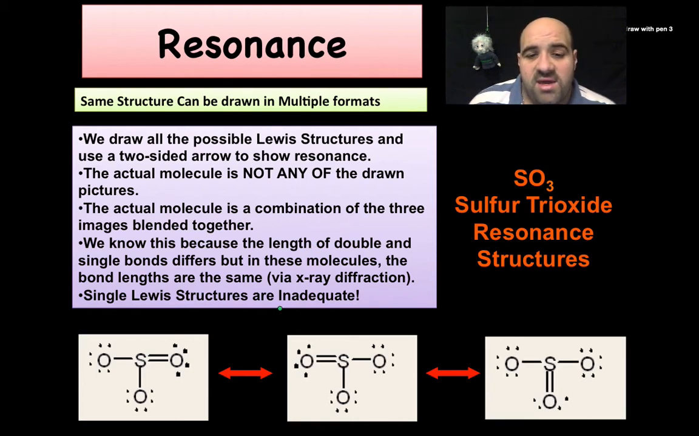And we know this because if we actually do experiments with X-ray diffraction and measure bond lengths, we get the image that it's not one double bond and two single bonds. It's sort of a combination of all of them. And that's why single Lewis structures are inaccurate. So that's how we draw resonance structures.